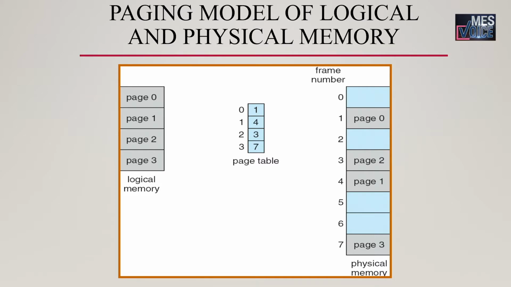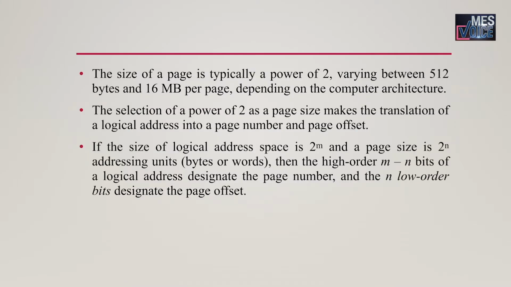So, this is the structure of a paging model, as well as how the processes are allocated in the logical as well as the physical memory of the system. The size of a page is typically a power of 2, varying between 512 bytes and 16 MB per page depending upon the computer architecture. The selection of a power of 2 as a page size makes the translation of a logical address into a page number and page offset easy.